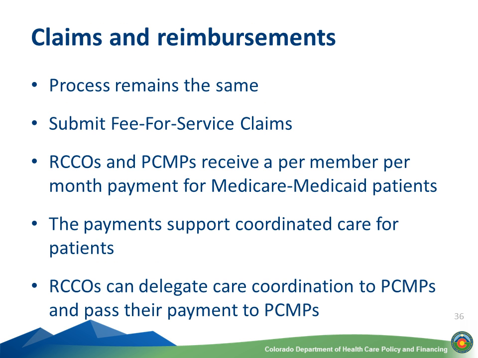So here's a slide on claims and reimbursement, and the message here is real simple. The process remains the same. Providers will continue to submit fee-for-service claims, and for RICOs and PCMPs, they do receive a per-member, per-month payment for their Medicare-Medicaid patients, and these payments go to support coordinated care for patients. And RICOs can delegate their care coordination to the PCMPs and also pass their payment along to the PCMPs as well.